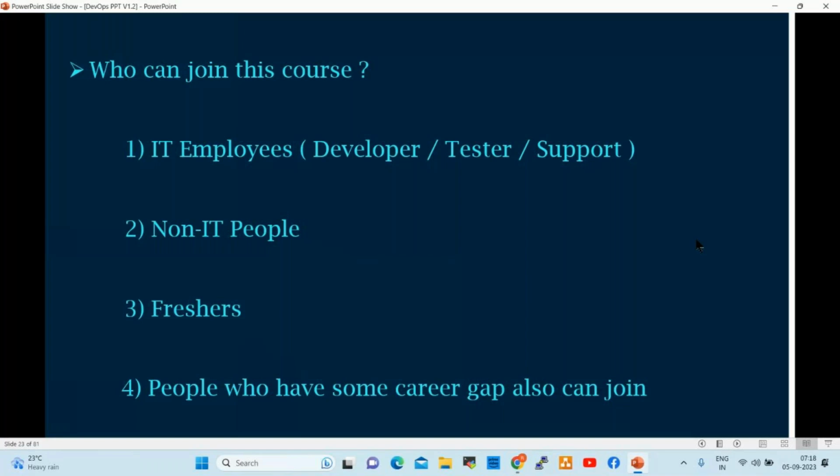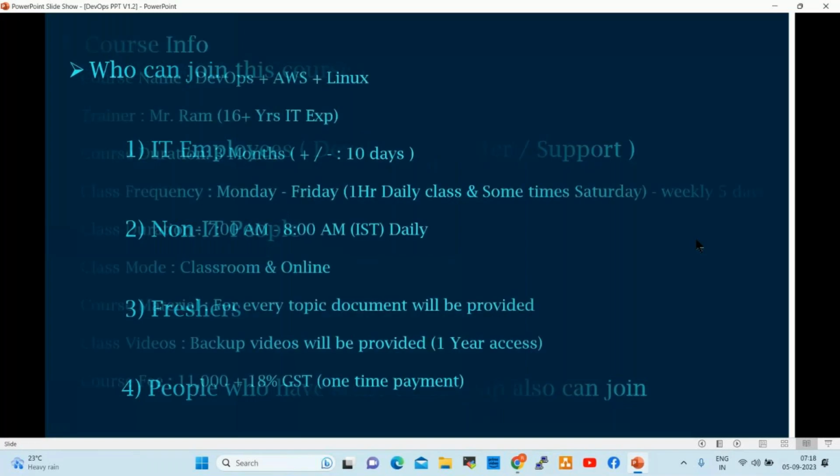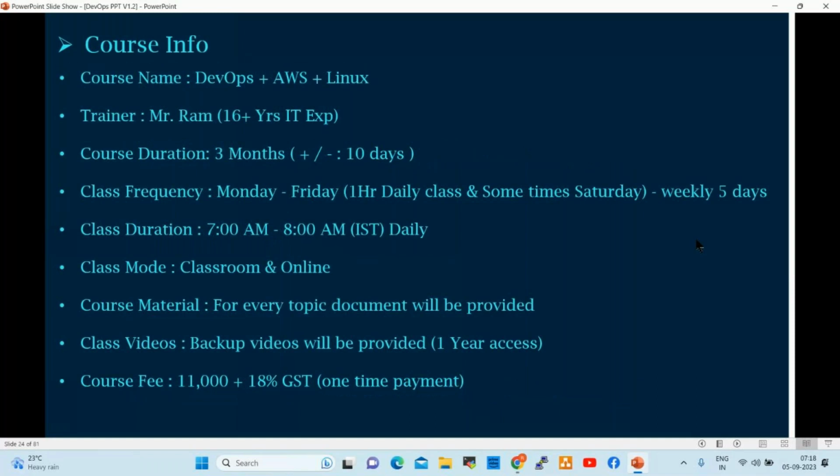Yeah, next one, course information. The course name is DevOps plus AWS plus Linux. My name is Ram. I have 16 plus years of experience in IT, and the course duration is 3 months, plus or minus 10 days. It may not be completed within 3 months; maybe it will take 1 week or 10 days extra, right? Class frequency is Monday to Friday, daily 1 hour. Sometimes Saturdays also; we will cover weekends also, right?